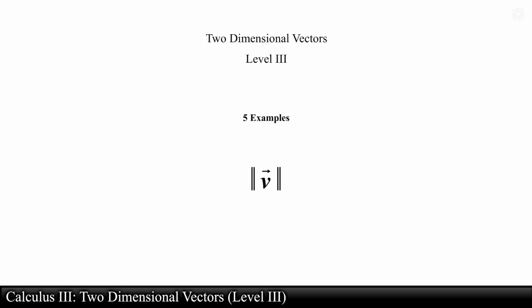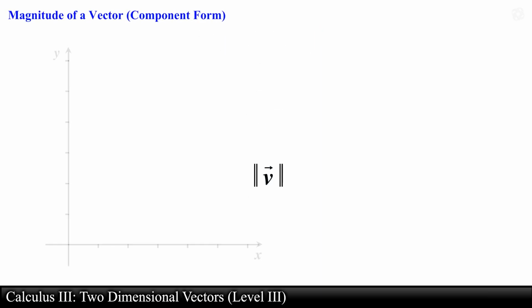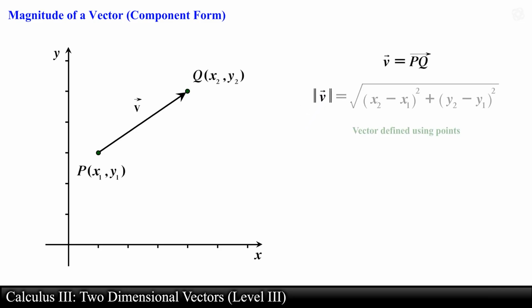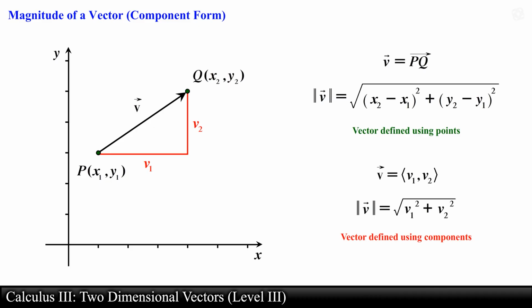Two-dimensional vectors, level 3. In this video, we're going to go over various examples and practice applying the concepts from the previous videos. Before we start solving problems, let's first go over one final concept associated with the magnitude of a vector. In addition to finding the component form of any directed line segments, we can also find the magnitude by simply finding the components of the vector and using the distance formula.